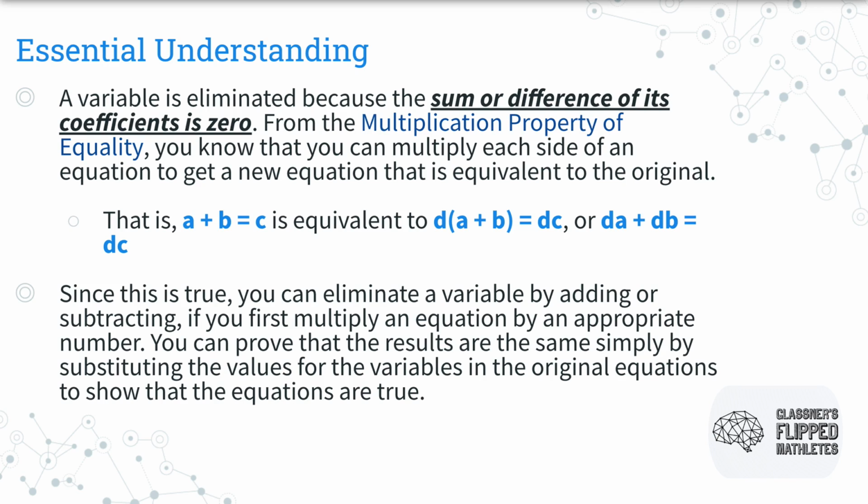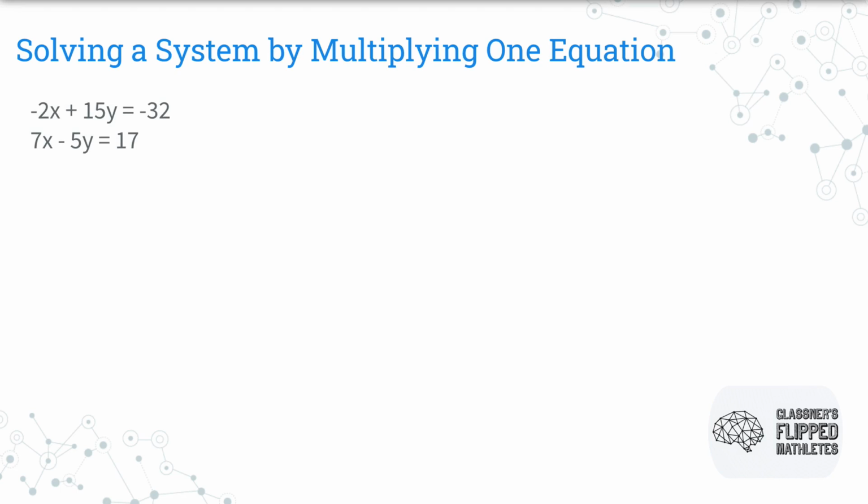Let's look at an example like this. So let's say you had negative 2x plus 15y equals negative 32 and 7x minus 5y equals 17. Right now, if we add or subtract, neither the x's nor the y's would go away. We'd have no coefficients of 0. Looking at this, if I'm just going to multiply one equation, I see that the 5y in the second equation could be multiplied by 3 to get a negative 15y. And so let's do that.